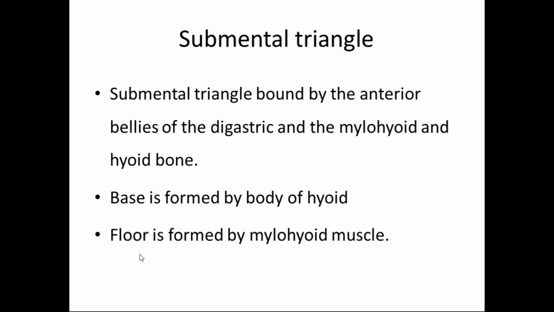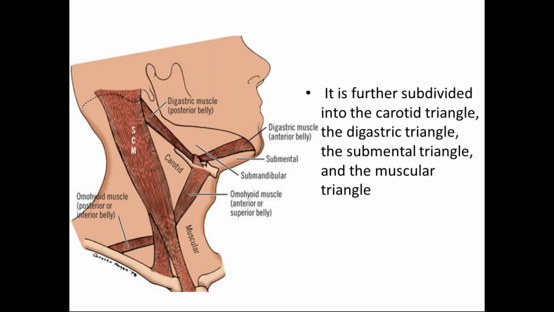We'll see the boundaries of each subdivided triangle, first in the anterior triangle. First, the submental triangle. The submental triangle is bounded by the anterior belly of the digastric, the mylohyoid and the hyoid. From the lateral view, we can only see one belly. So you have to remember like this: this is one belly, and there will be another belly like this. The base will be formed by the hyoid bone. So this triangle is the submental triangle, formed by the anterior bellies of the digastric muscles, and the base is formed by the hyoid.